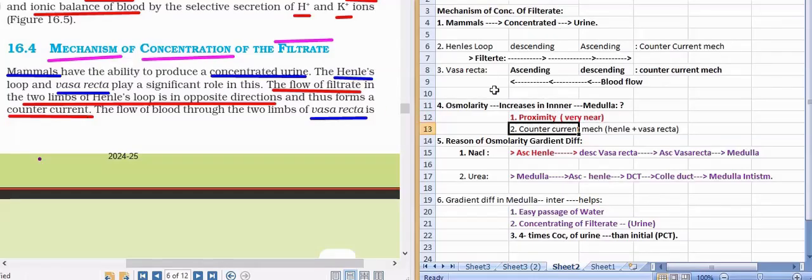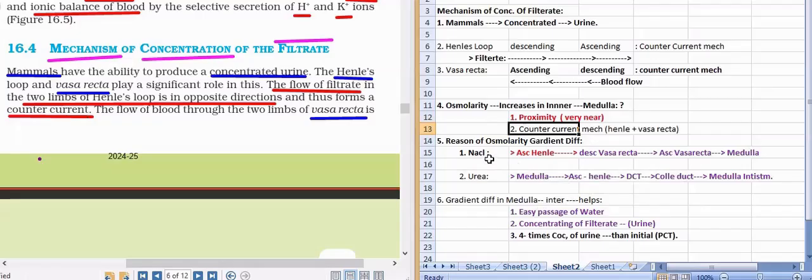Second is movement. If something is in the ascending limb, it will release into the descending limb, and again from the ascending limb it will release into the descending limb. So it is also a cycle. This cycle, this counter current mechanism, helps. Because of gravity and this organ arrangement, NaCl and urea will always go to the center of the medulla, that is the interstitium.